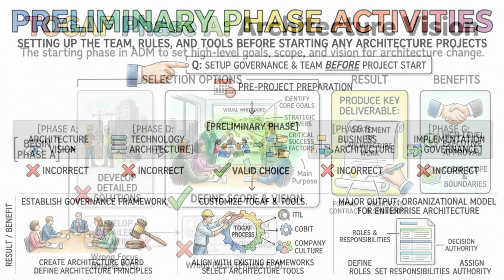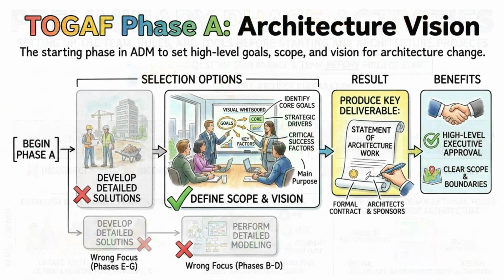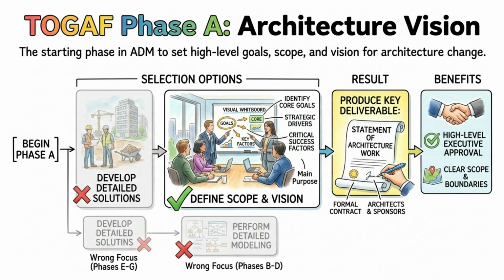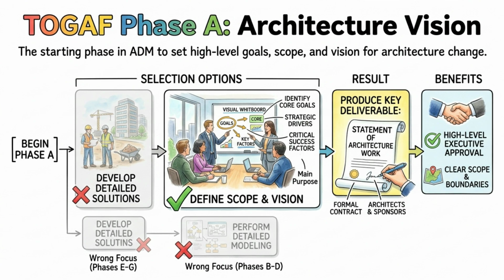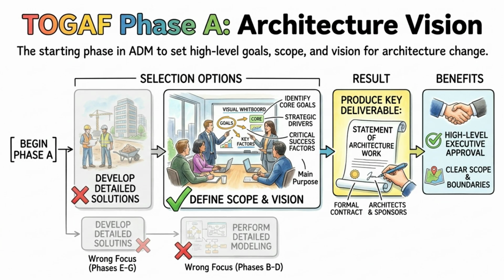Once the architecture framework is established, the team moves into Phase A, titled Architecture Vision. The main purpose of Phase A is to gain high-level executive approval and define the scope and boundaries of the specific architecture initiative. Architects work closely with business leaders to identify core goals, strategic drivers, and critical success factors driving the change. The primary deliverable produced in Phase A is the Statement of Architecture Work, which serves as a formal contract between the architecture team and business sponsors.